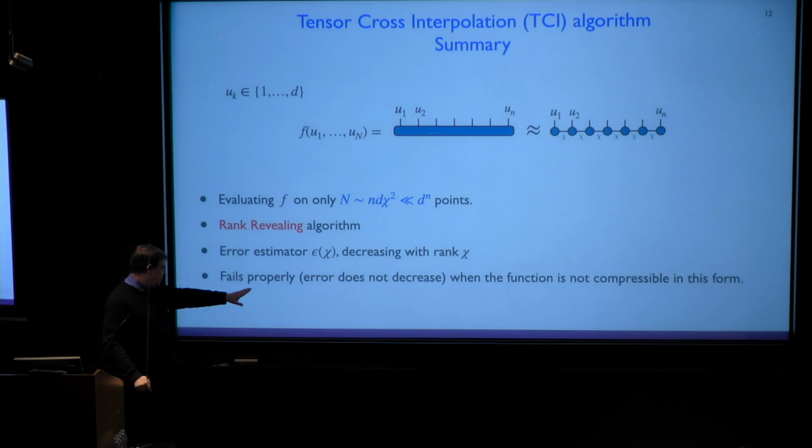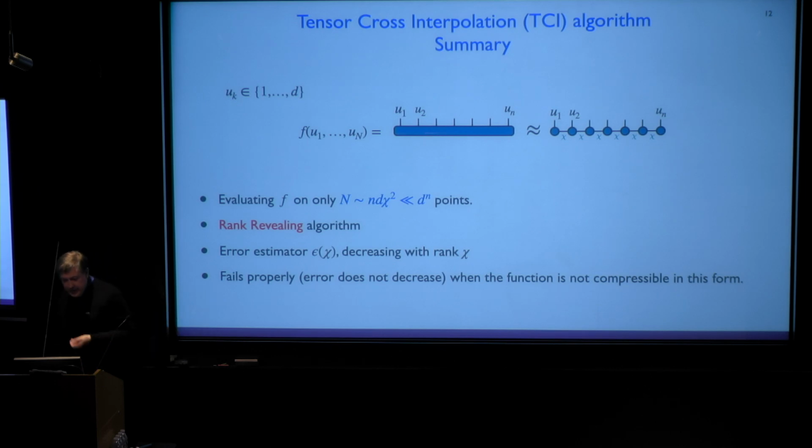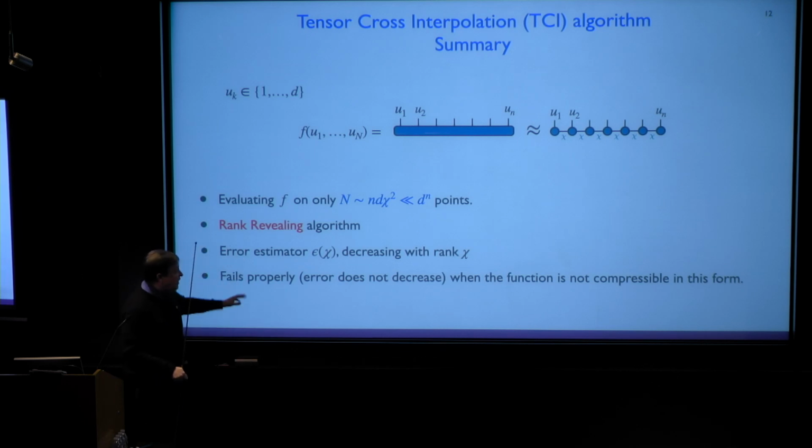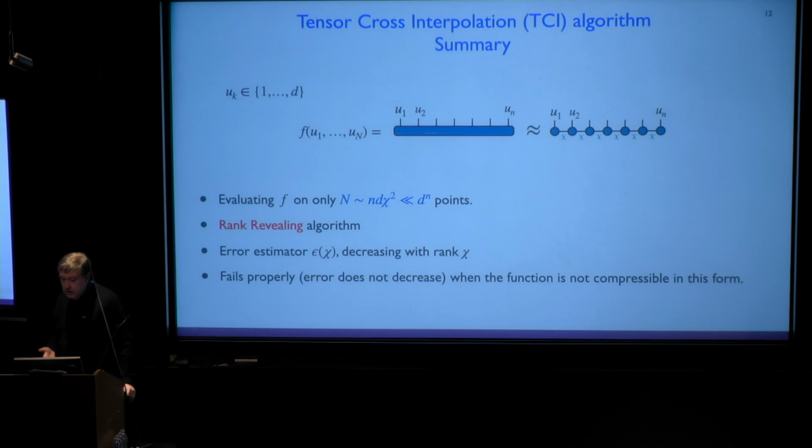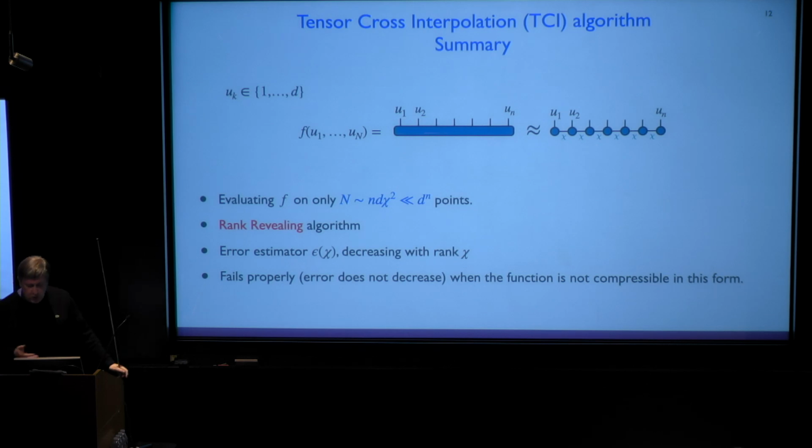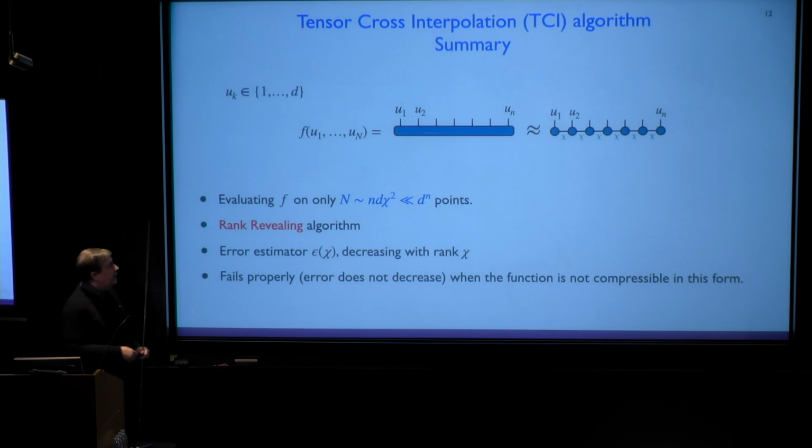And also, very importantly, it fails when the function doesn't have the proper form. The error will simply not decrease, and the algorithm will tell you that it doesn't work. This is a very useful property because for most of the functions to which we are going to apply these algorithms, we don't know a priori that the function has any tensor form or tree form. We need to be able just to try it, and see whether the algorithm reveals the factorization or not. So it's a yes or no answer, and it's easy to do.